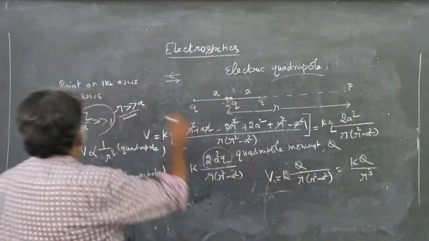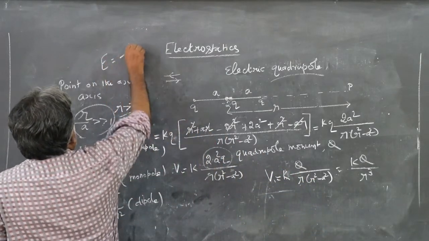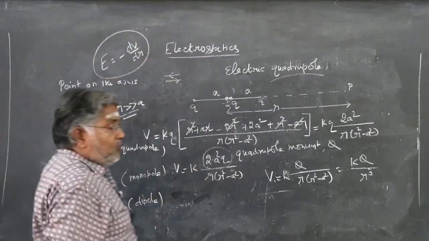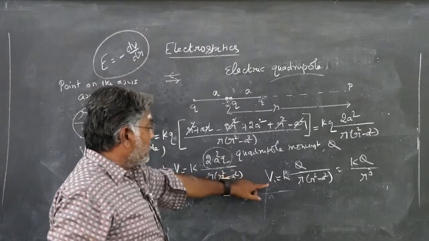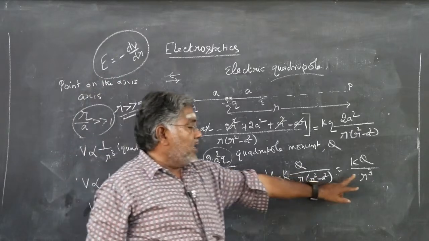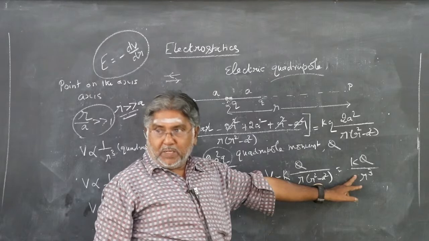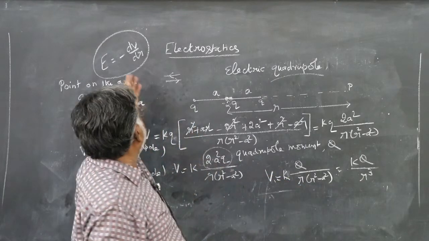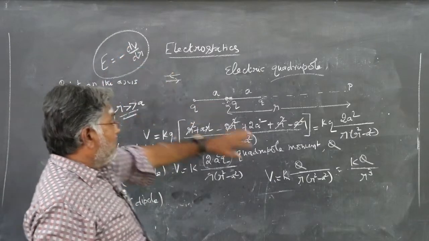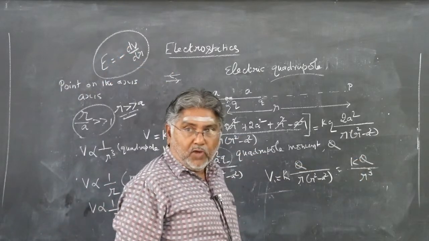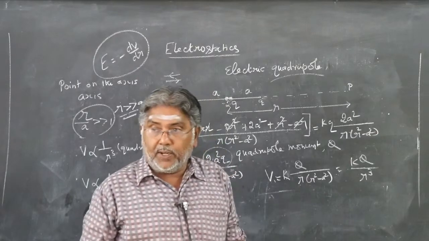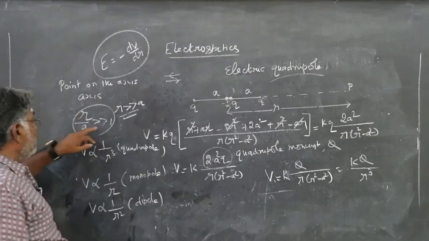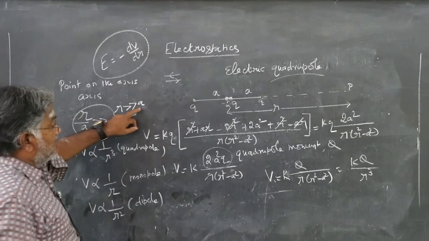Now we can use this relation, E is equal to minus dV by dr, to find the electric field from the potential expression. This is a special case when the point P is far off. So simply find minus dV by dr, where V is this. We are taking the point to be far off, a distant point. We assume the point P to be far off. You see here, R by A is very much greater than 1. That means R is very much greater than A.